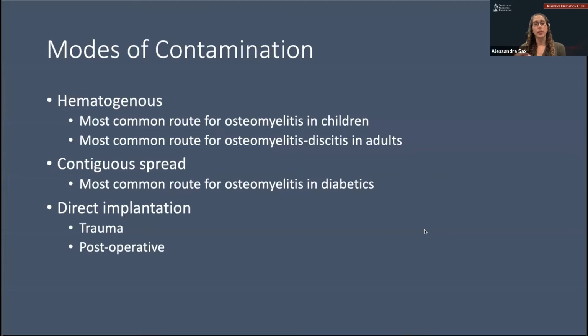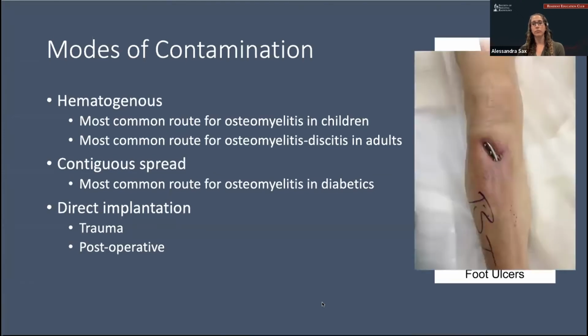So this occurred shortly after the initial surgery. This is a case of direct implantation from the hardware, or it can happen in the setting of trauma. Other modes of contamination we see commonly are hematogenous, which is the most common cause of osteomyelitis in children, and then osteomyelitis in adults, and then contiguous spread, which is our most common route for the diabetic population. This is tibial hardware eroding itself through the skin on this patient here.